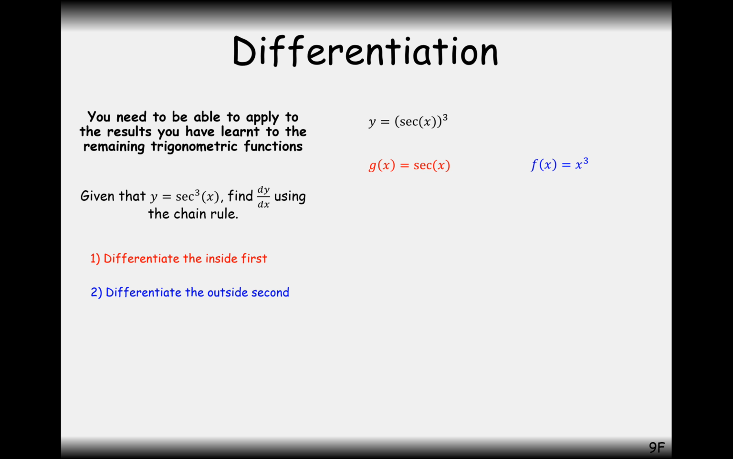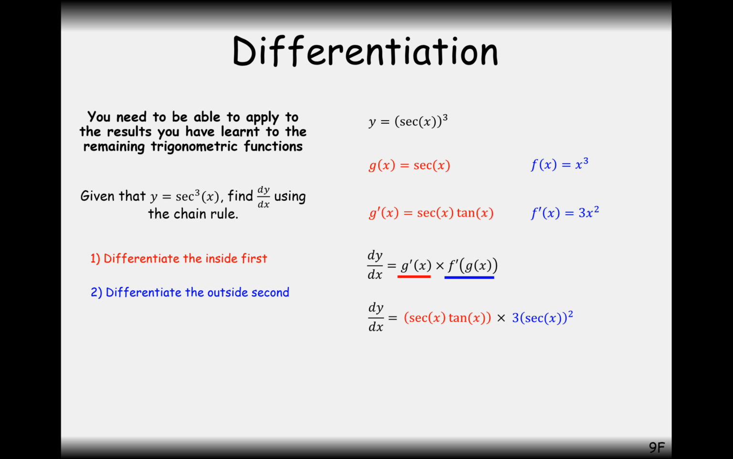Now, the derivative of the inside function is sec x tan x, and the derivative of the outside function is 3x squared. And now we need to just put them together using the chain rule. So it's the derivative of the g function first, times by the derivative of the f function with the g function put into it, so 3 sec squared. And then put this back together.